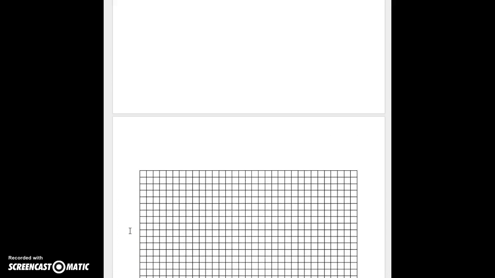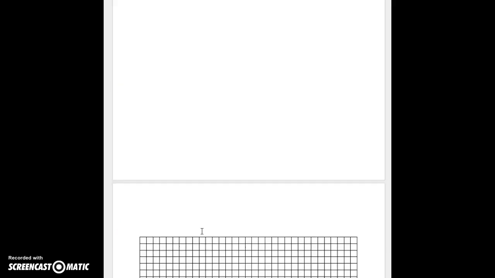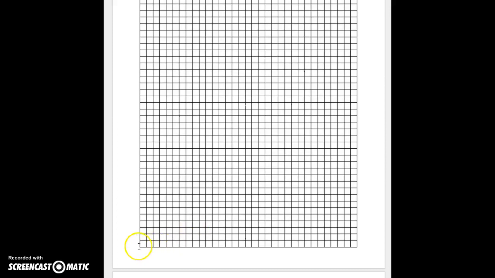Once you've done that, you're going to find your data points up here. Your first data point would be 2, 29. And so for this graph here that we were working with, you would come over 2, and you were going to go up to the 29. And for most of you, the lines are going to be worth 2 each. So I'm going to count up the number of lines I need to get there.